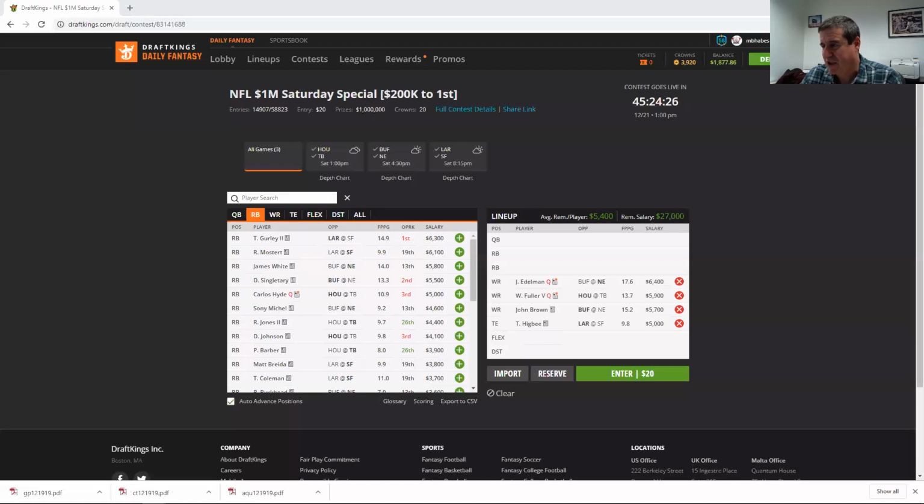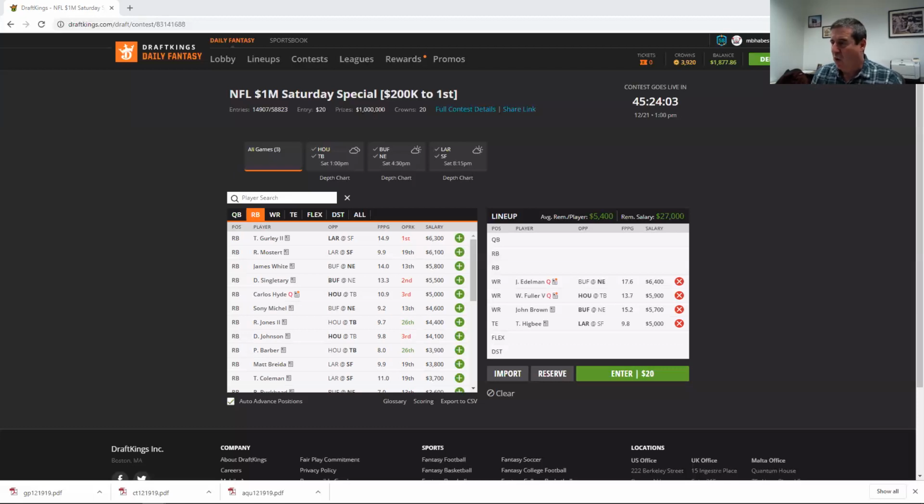The running back position this week looks to be kind of ugly. Well, let's not even say 2 guys, there's 1, 2, 3, 4, 5 guys all project within 2 points of each other near the top. Between Gurley, Singletary, Mosher, White, and Hyde, all 5 of them are kind of within 2 points of each other.